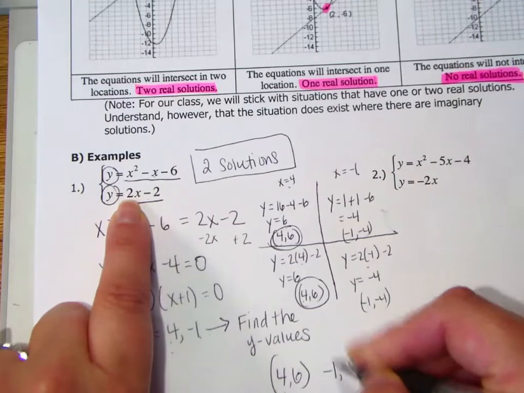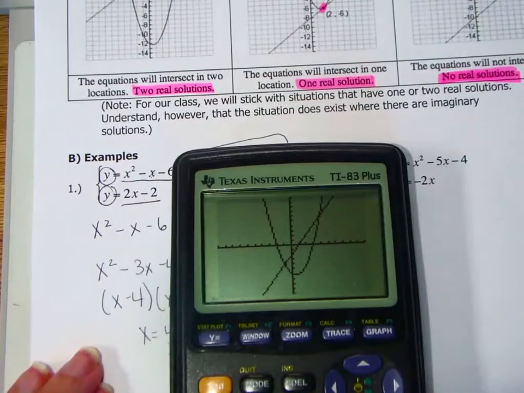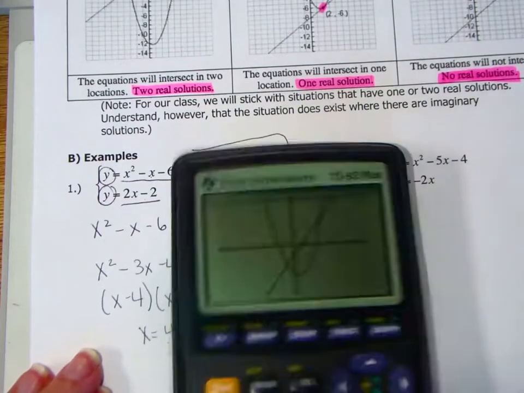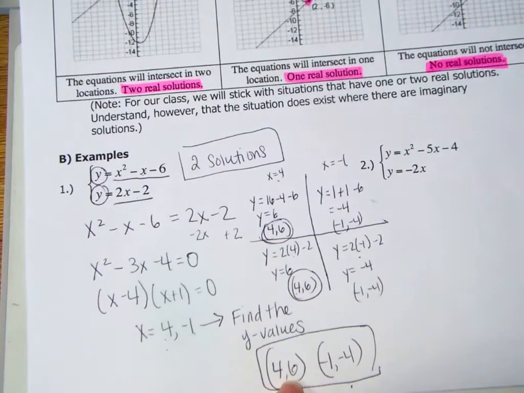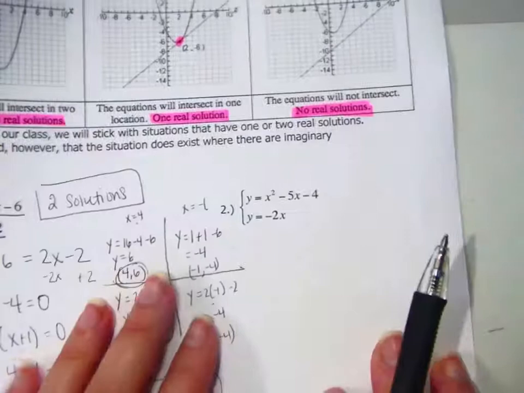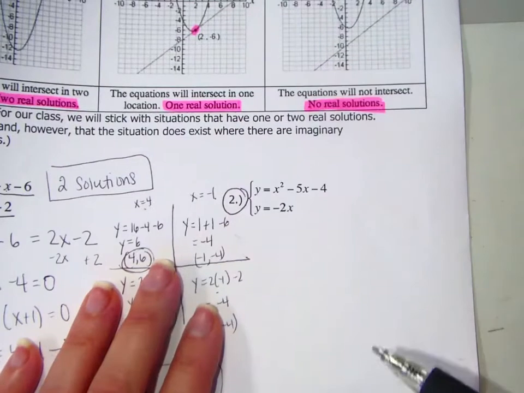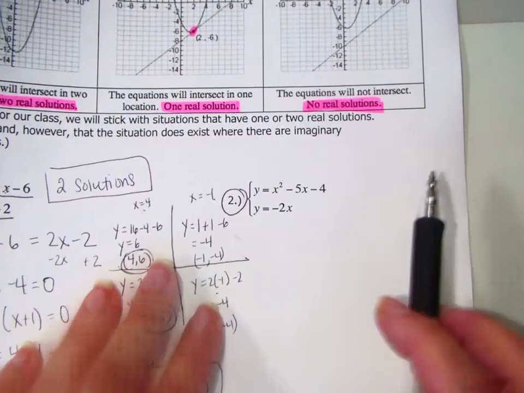So those 2 points that we saw on our graph at the beginning, the points where the two functions or equations intersect, are these two ordered pairs. So those are the two solutions. I want you to stop the video and try number 2 on your own. It works very similar to the first one. Stop your video now.